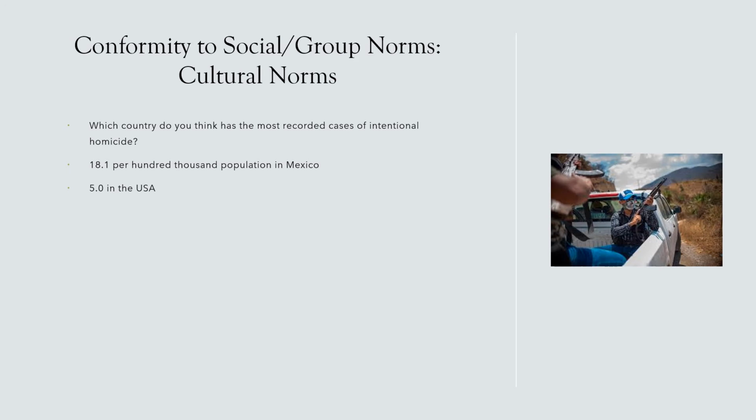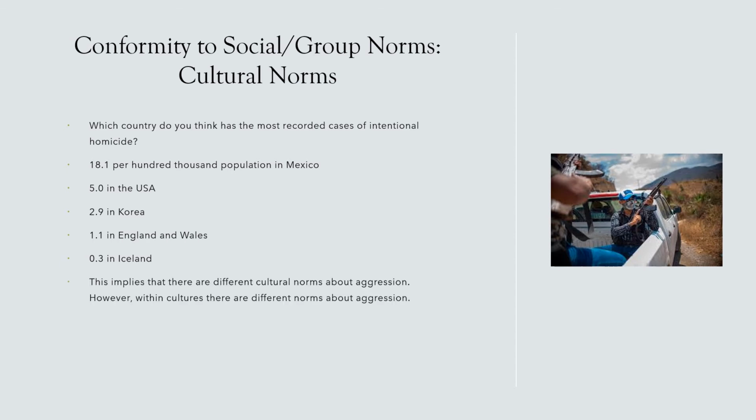The second one is the USA, but drastically less than in Mexico. So it's 5.0 per 100,000 population in the USA. And then we've got Korea, 2.9. And then we've got 1.1 in England and Wales. And the lowest is Iceland at 0.3 per 100,000 population. This implies that there are different cultural norms about aggression.